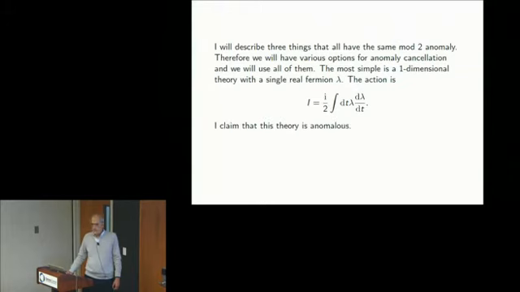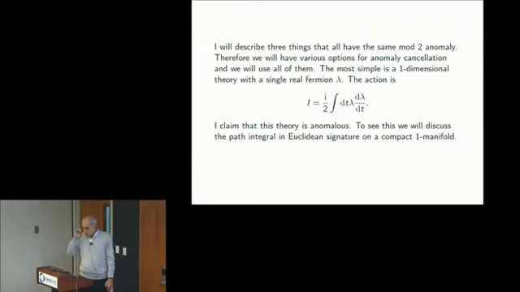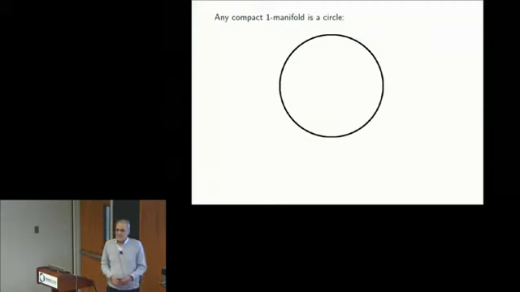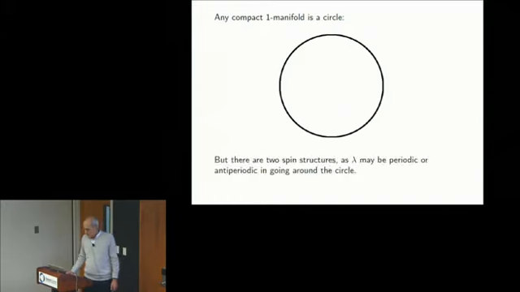And I claim that this theory is anomalous, that there's a problem in defining its path integral. To see this, we're going to discuss the path integral in Euclidean signature on a compact 1-manifold. Well, there's only one compact connected 1-manifold up to isomorphism. There it is, the circle. But there are two spin structures on this 1-manifold because lambda may be periodic or anti-periodic in going around the circle.